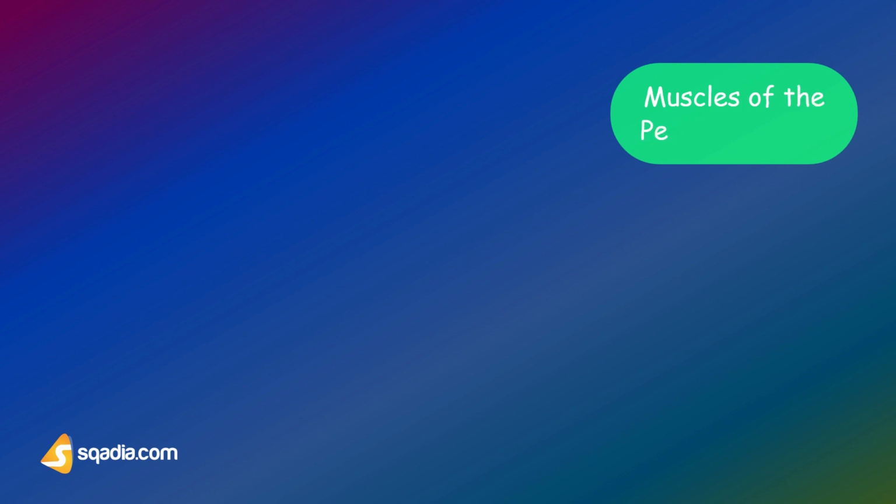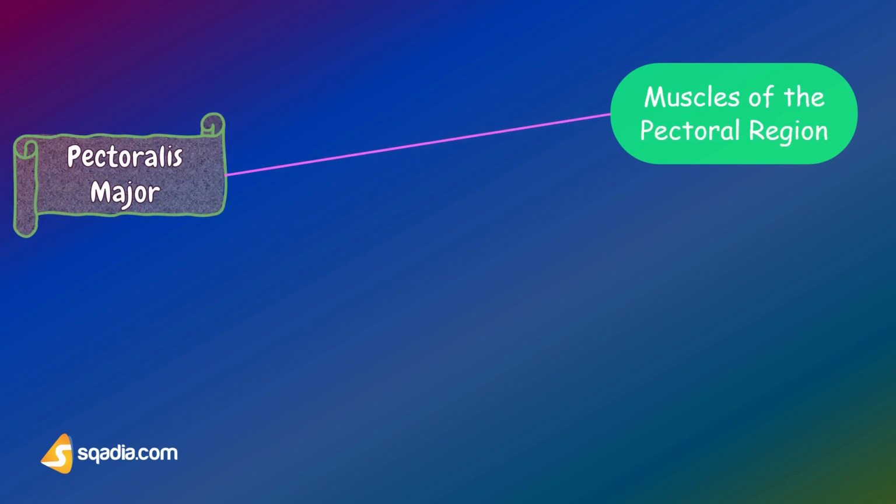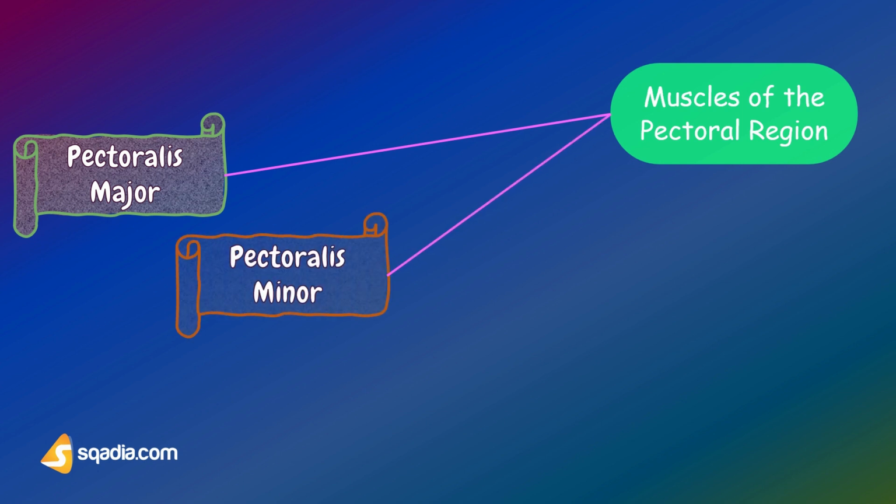Muscles of the pectoral region. First, let's look at the names of the muscle found in the pectoral region. There are 4 muscles that you need to memorize. Pectoralis major, pectoralis minor, subclavius and serratus anterior.